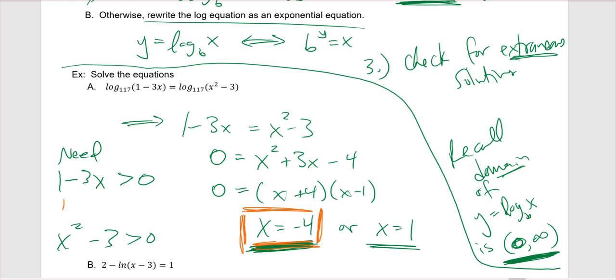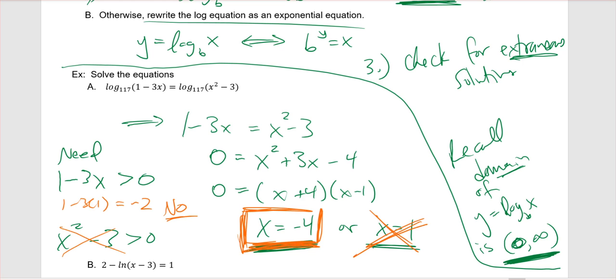So 1 minus 3 times 1. Well, that is 1 minus 3 is negative 2. So no, that's not a solution, right? Because that's not bigger than 0. And we don't even really need to check this one, right? Because it already doesn't work. So that's an extraneous solution.